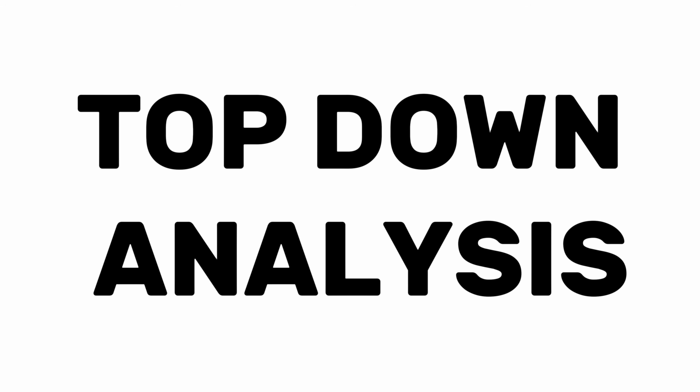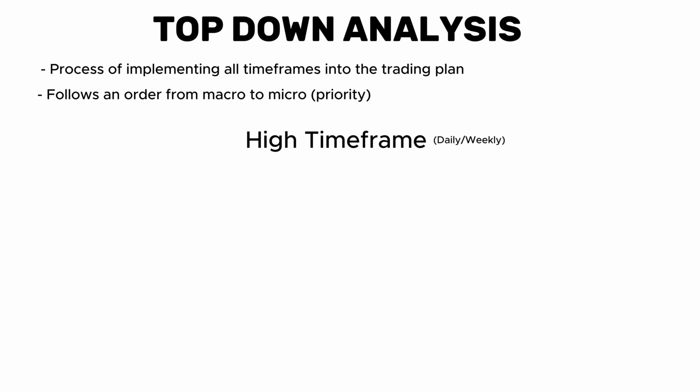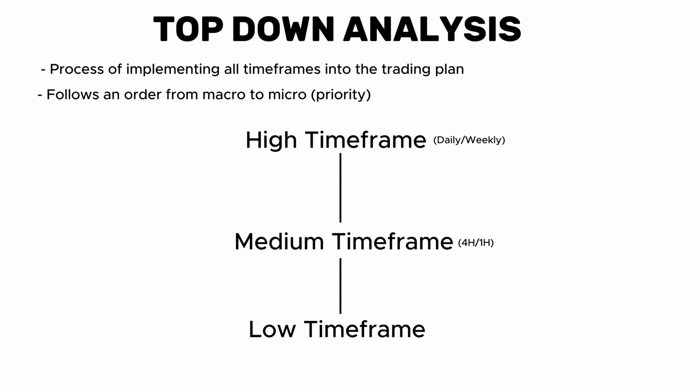Top-down analysis is a process of implementing all types of time frames into your trading plan. It follows a simple order from macro to micro, meaning that we start from the high time frame, which is usually the daily and weekly time frame, into the medium time frame, which would be the 4-hour and 1-hour time frame, into the low time frames, which would be the 15-minute, 5-minute, and 1-minute time frame. These are the three types usually used in trading.